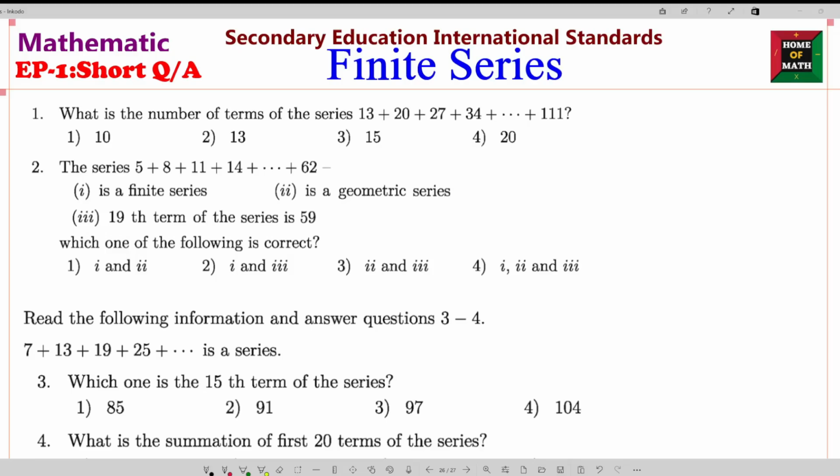What is the number of terms of the series 13 plus 20 plus 27 plus 34 plus dot dot dot plus 111?